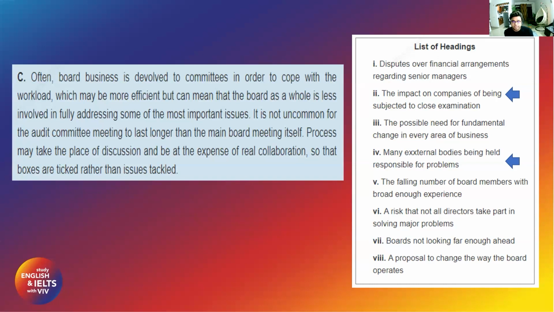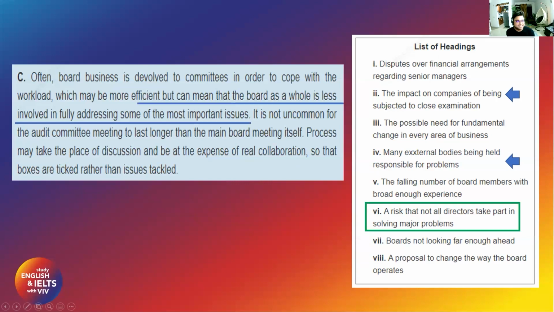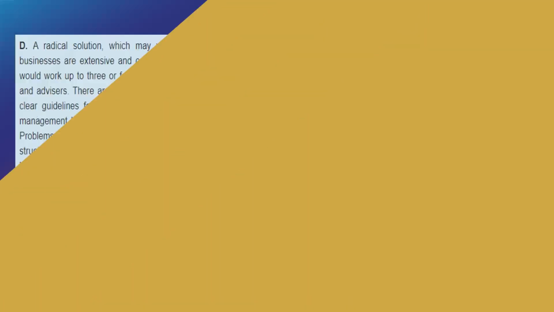It does say number 6, a risk that not all directors take part in solving major problems. Because it does say that it can mean that a board as a whole is less involved in fully addressing some of the most important issues. Less involved, not taking part completely, okay, in most important issues, solving major problems. That is your keyword. And that's exactly how you find it. So the answer to this is number 6. Okay, great. Then moving on to paragraph D.